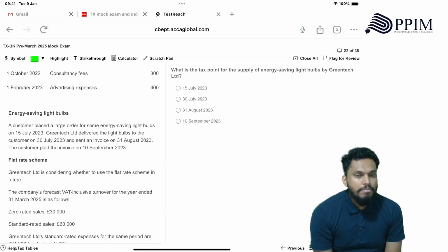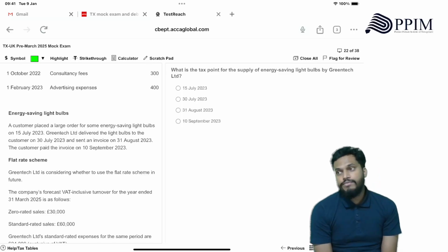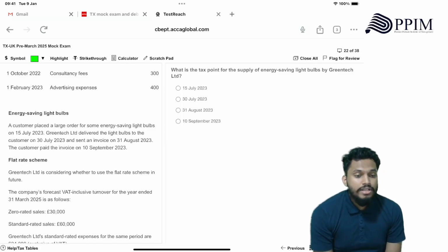Okay. Is it more than 14 days or less than 14 days? From 30th July to 31st August, more than 14 days or less than 14 days? More than 14 days. If it is less than 14 days, it needs to be the invoice date. So 14 days is from the date that the goods get supplied. From 30th July to 31st August, it is how many days? 30 days. So more than 14 days. So it means from 30th July, you have 14 days or?